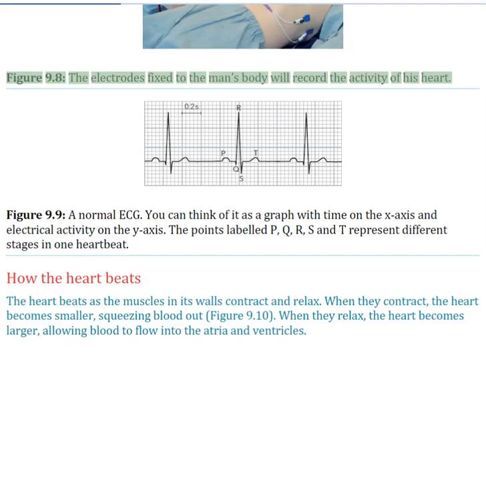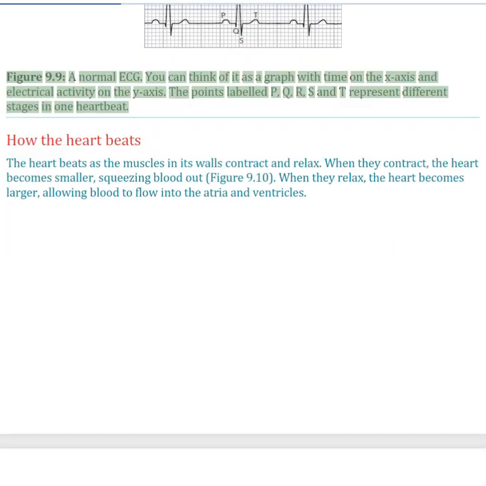Figure 9.8. The electrodes fixed to the man's body will record the activity of his heart. Figure 9.9. A normal ECG. You can think of it as a graph with time on the x-axis and electrical activity on the y-axis. The points labeled P, Q, R, S and T represent different stages in one heartbeat.